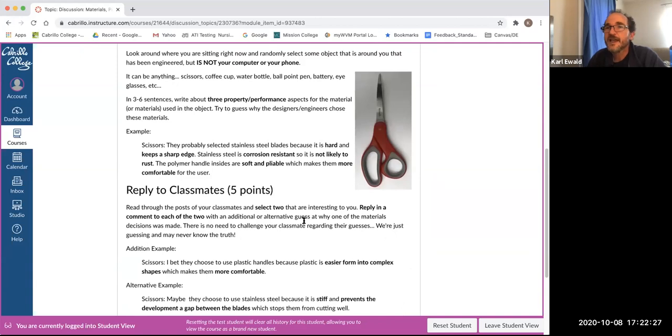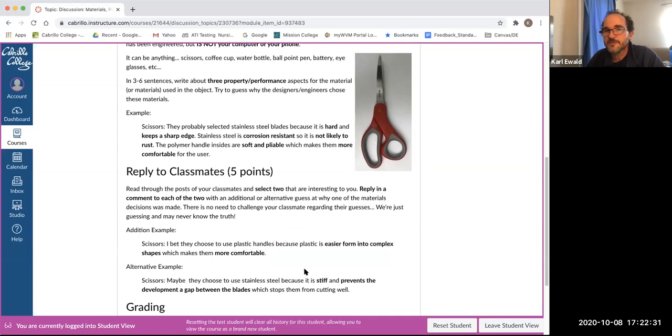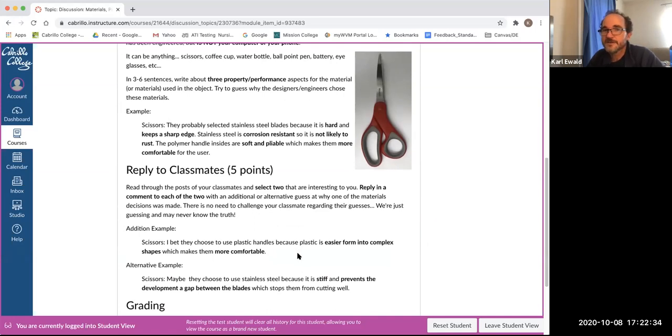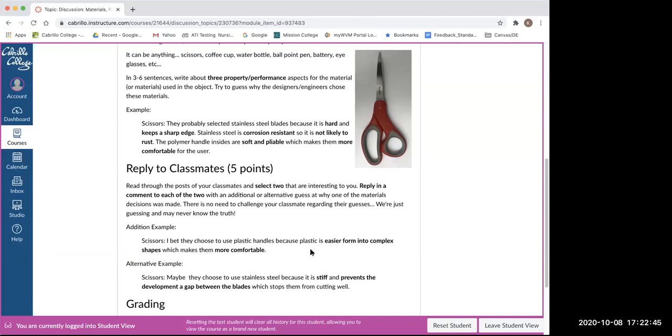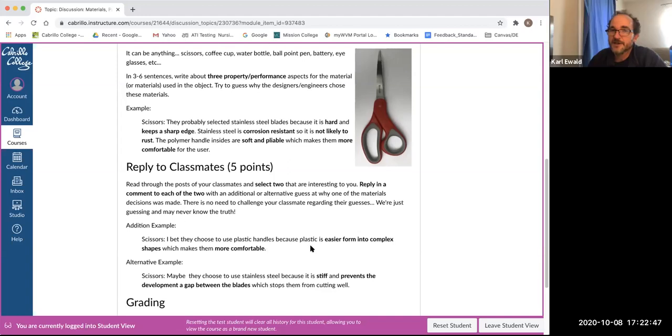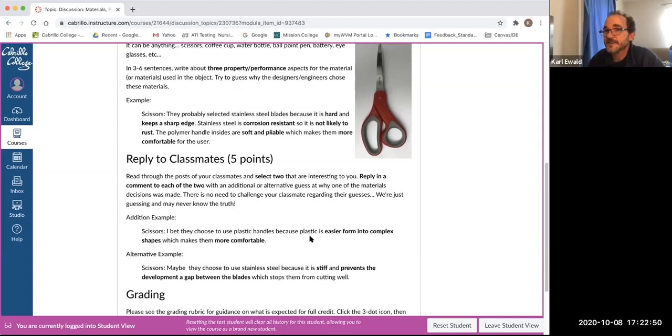And then your reply to other classmates would just be that there might be another reason that they did it. So like, here's an additional example. I bet they chose to use plastic handles because plastic is easier to form into complex shapes, which makes them more comfortable. Or, don't forget about cost. A lot of these decisions are made about cost or availability, or to lower the price to compete in the market. So there's a whole bunch of different ways this can fit together.